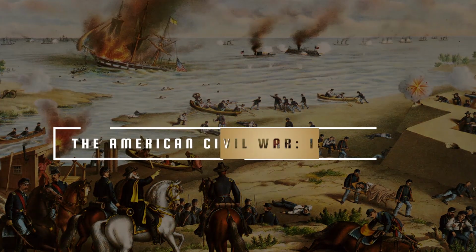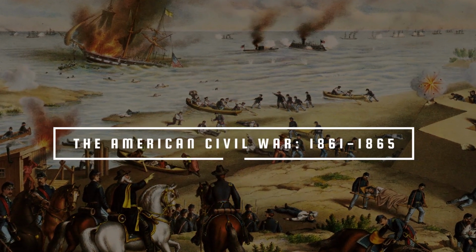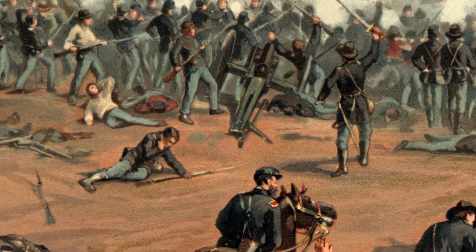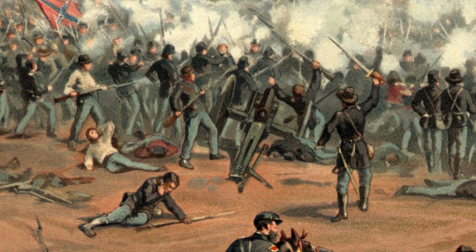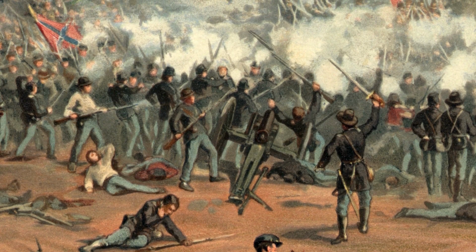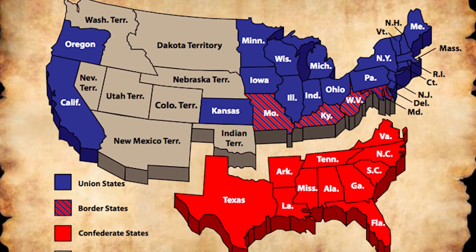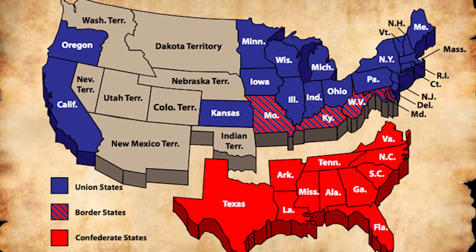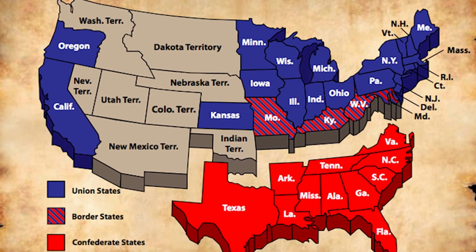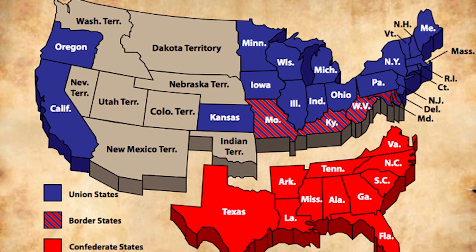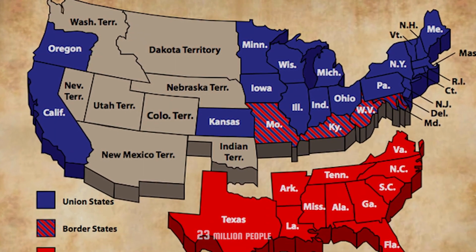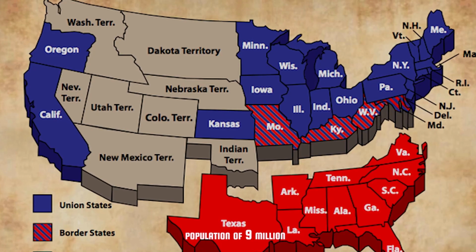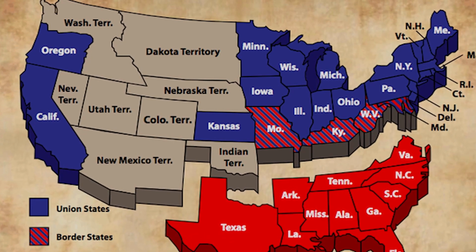The American Civil War, 1861 to 1865. The American Civil War proved ferocious in that it was characterized by numerous battles and a large number of casualties. Looking outwardly, the 23 northern states looked overwhelmingly larger than the 11 Confederate states in the South. The North also had an approximate population of 23 million people, while the South had only a population of 9 million, with 4 million of them being slaves.